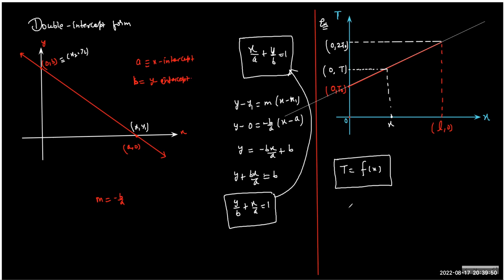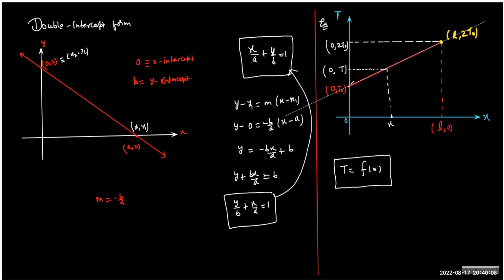So which form is best way to get the answer? So what is the coordinate of this point? Tell me. The coordinate of this point is how much, guys? Tell me. L comma 2T0. Very good.